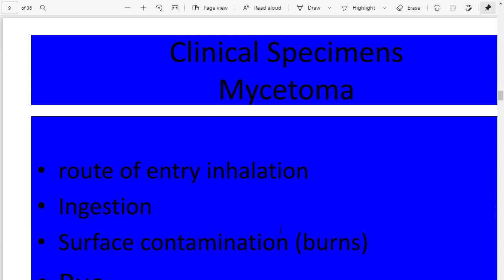Clinical specimen in mycetoma, mostly we need to apply biopsy in order to achieve a good diagnosis. Sometimes the pus could be of use in this condition. Sometimes the tissue will be excised and sent to the laboratory.